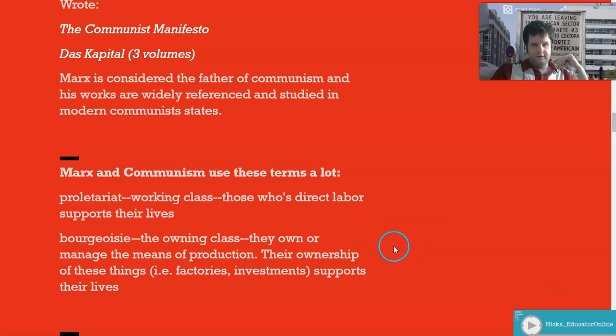Essentially, the working class are the people who are laborers. They make money off the sweat of their brow kind of mentality, whereas the bourgeois, the owning class, are the ones who own the factories or manage the factories. And they kind of, according to Marxism, oversee the oppression of the working class. And essentially, Marx is also a historian. He's many things.